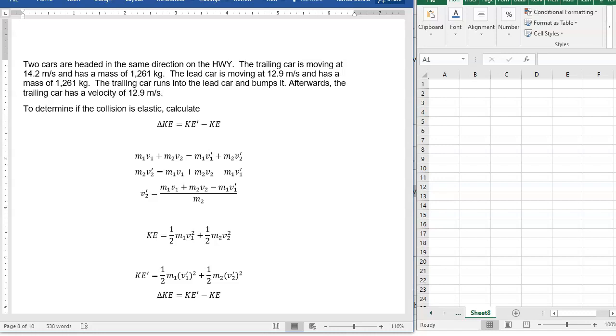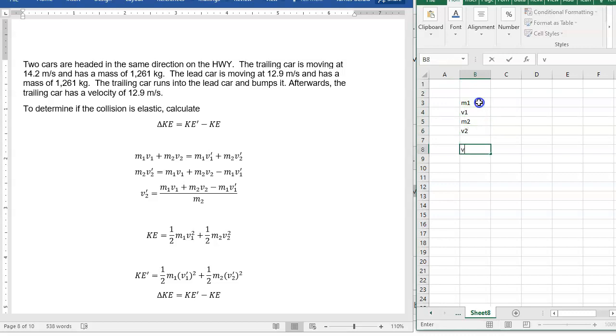So now we work through everything we need to do. We have v2 prime. We figured out what that was. We can calculate the kinetic energies now and take their difference. So let's go over and start putting in the data. m1 is 1261 kilograms. v1 is 14.2. m2 is 1261 kilograms. And v2 is 12.9 meters per second. Now v1 prime, 12.9 meters per second.